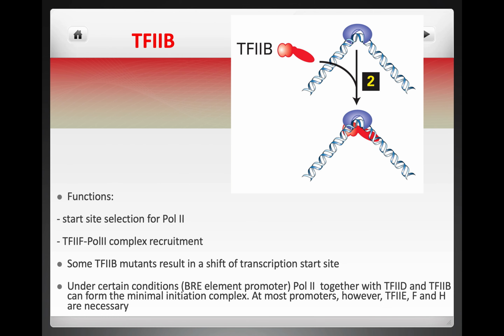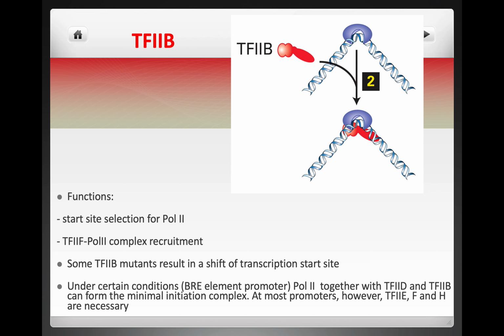Now moving on to the next transcription factor, because we know that TF2D is the first one, and it has to recruit TF2B. So TF2B is up next. The function of TF2B is start site selection for polymerase II. Basically, it will recruit polymerase II to form a complex later on.